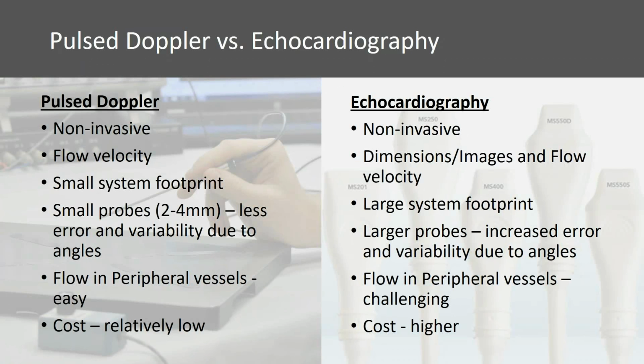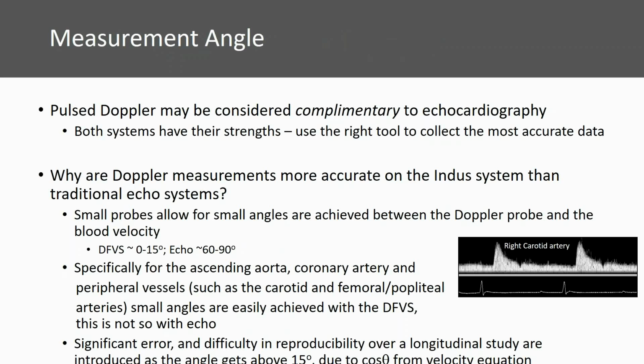The probes, as we have seen earlier, are very small on our system, while they are quite large on the echo system, as many elements are required to obtain the images. We will talk more about why the probe size is critical for flow velocity measurements in many blood vessels. When we talk about the pulse wave Doppler system, we consider it to be complementary to the echo system. Both systems have their strengths and their weaknesses, but it's important that we choose the right tool to collect the most accurate data.